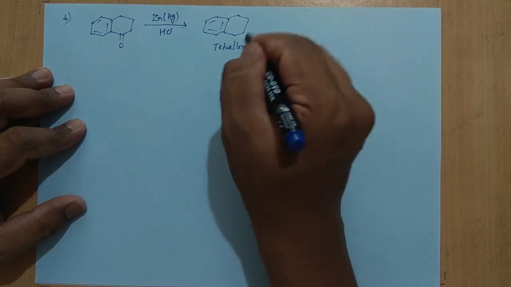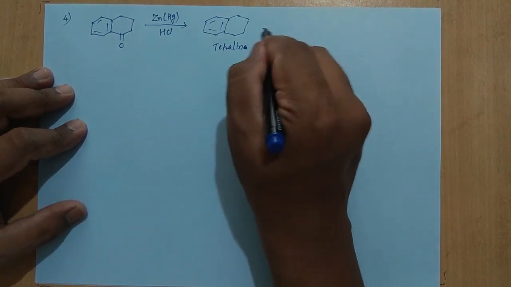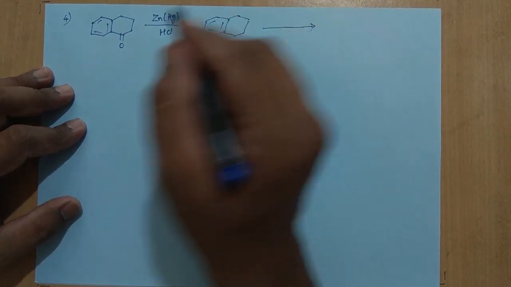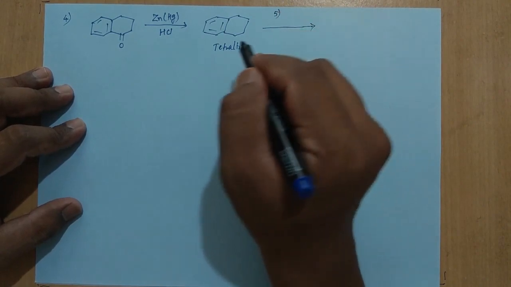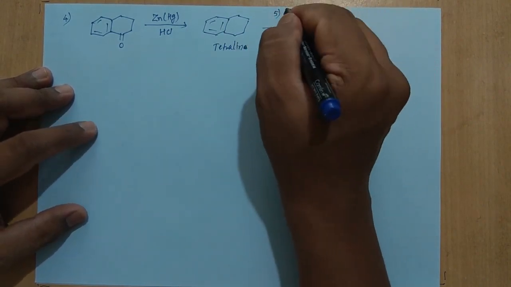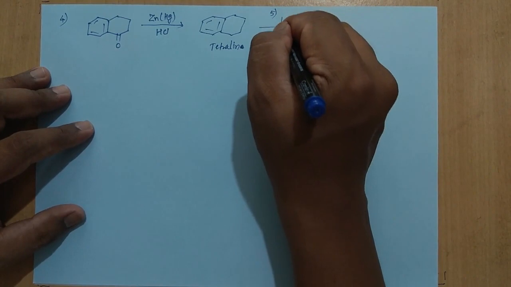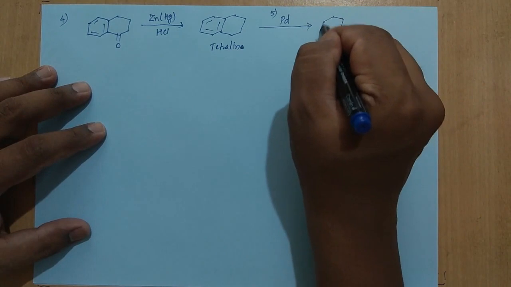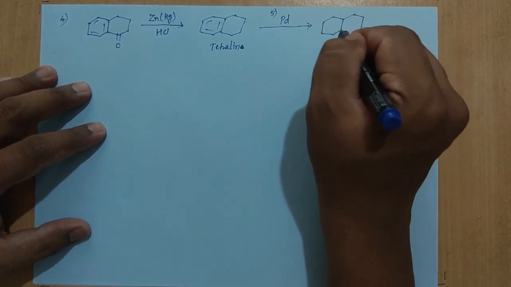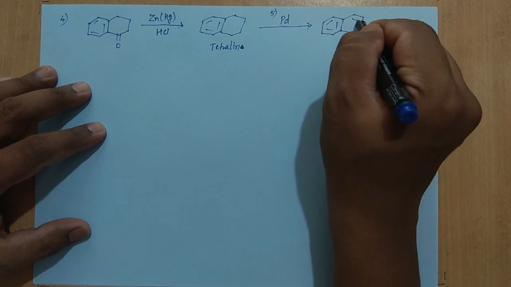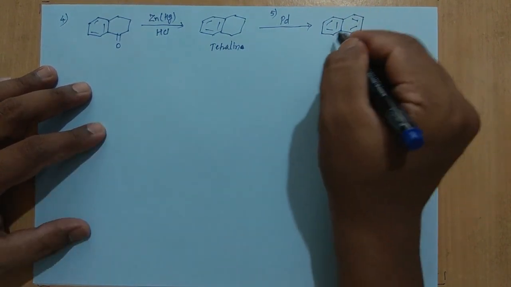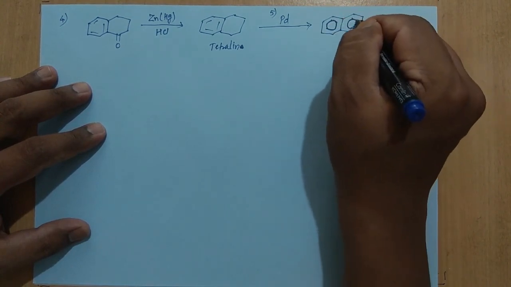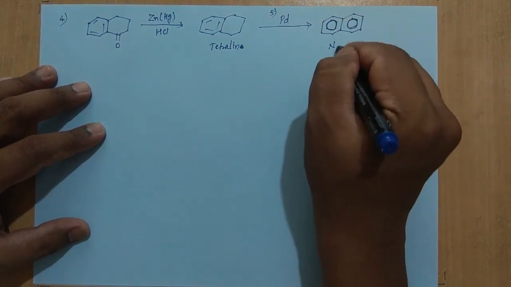Okay, and this tetraline, further, as we need double bonds in this ring, so the fifth step will be this tetraline is treated with palladium metal. It removes the extra hydrogens present in this ring and gives unsaturation. Okay, now here I can show it like this. Okay, so this is naphthalene.